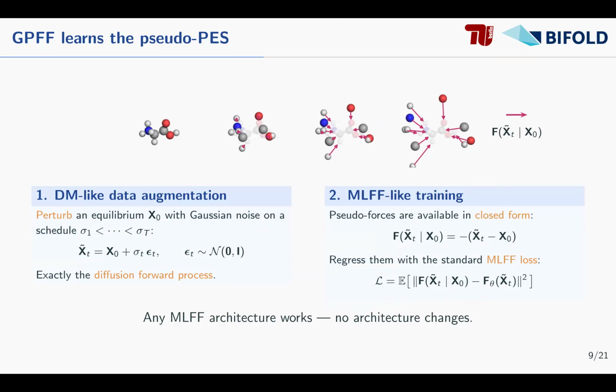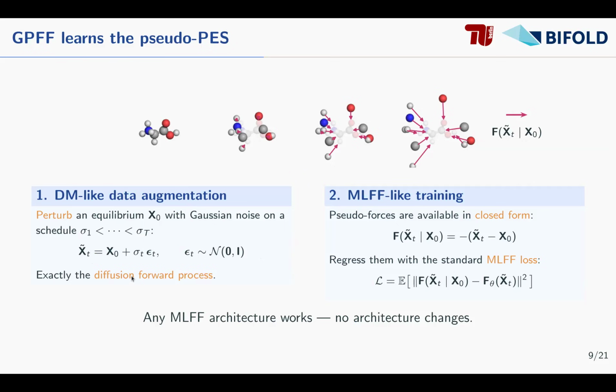And the model contains one diffusion-like part, which is the data augmentation. And then we have one machine learning force field-like part for training. So if we look at the data augmentation part, we also start by sampling some equilibrium geometry, x0, and then we add Gaussian noise on an increasing schedule and end up with some perturbed geometries here. And this is exactly the diffusion forward process as it was explained by Niklas.